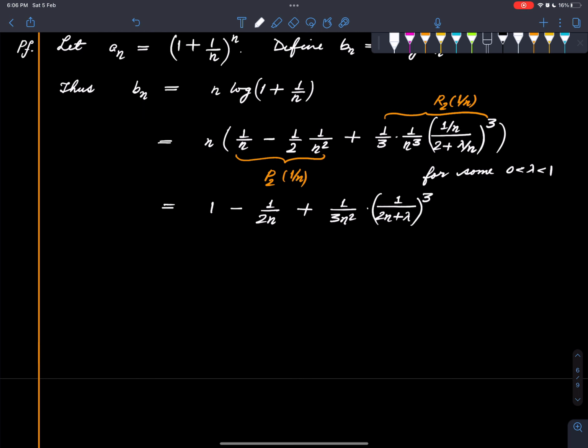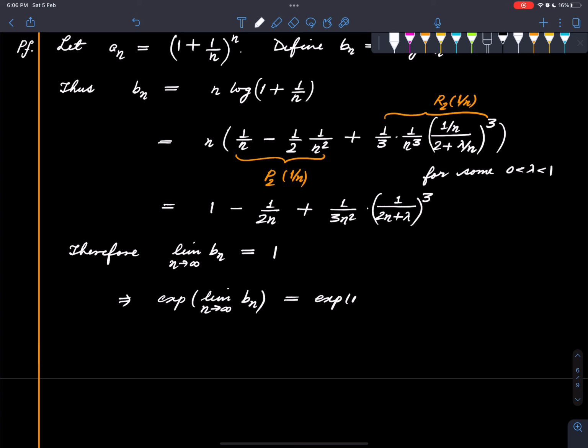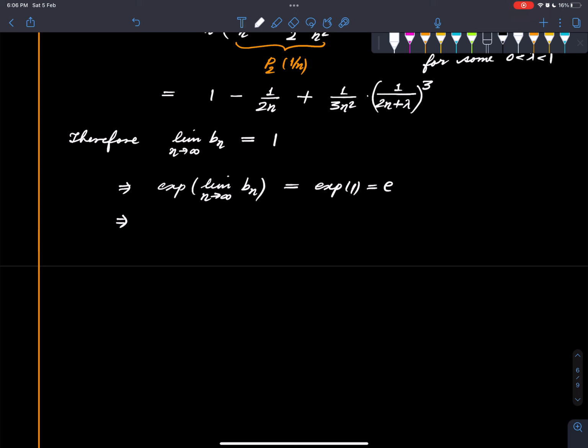So therefore the limit as n going to infinity of bn is 1, because these things are dying down to 0. So we get 1, and this implies exp of limit n going to infinity bn is exp of 1, which we write as e. But since exp is a continuous function, in particular we can pull out the limit. So we get limit n going to infinity exp of bn equals e.